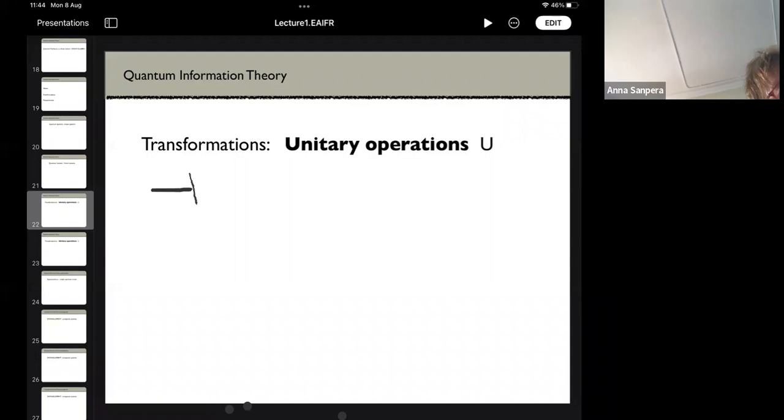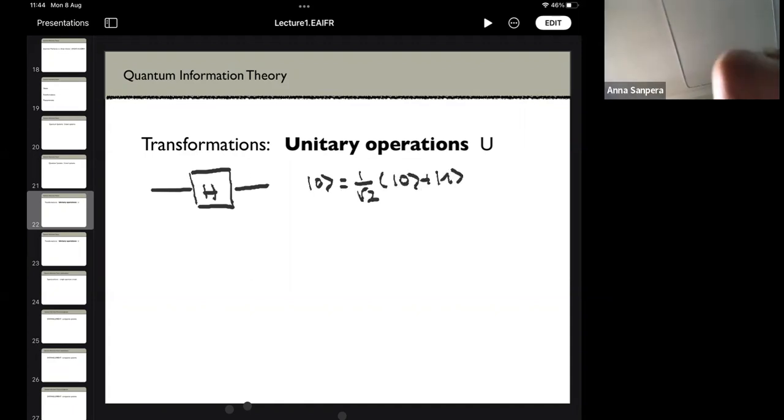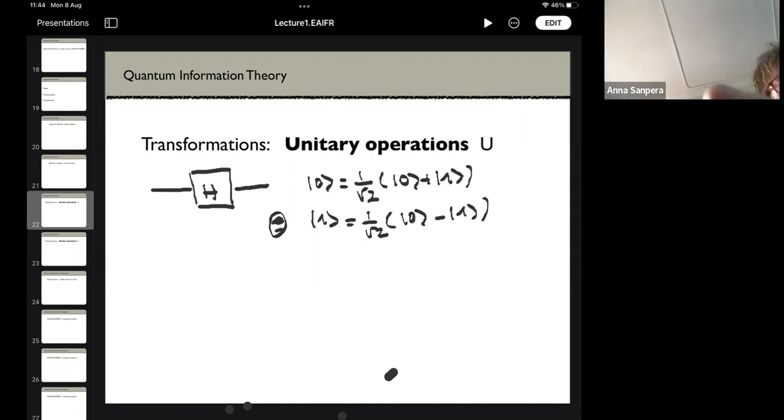This is a circuit in which I have a gate which is called Hadamard, and it's very important. What this Hadamard gate makes is the following: if my input qubit is in 0, it makes a superposition, and if my input qubit was in 1, so in the excited state, it makes a superposition like that. But this gate is unitary.